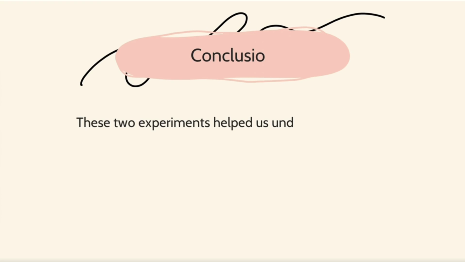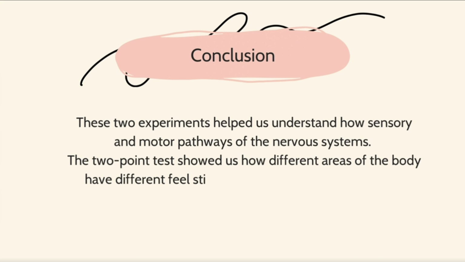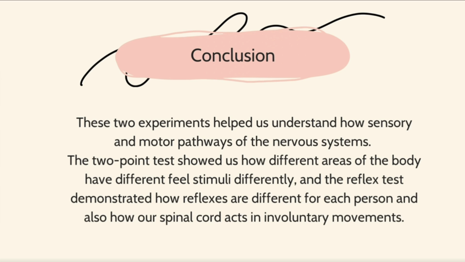In conclusion, both of these experiments help us understand the sensory and motor pathways of the nervous system in a more visual way. The 2-point test shows us how different areas of the body have different fields of stimuli, and the reflex test demonstrated how reflexes are different for each person and also how our spinal cord acts in involuntary movements.